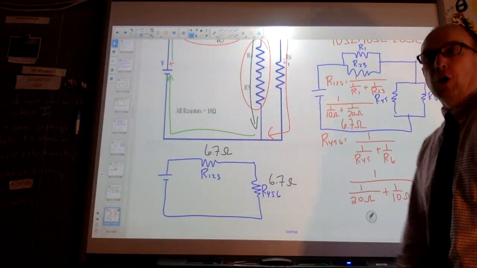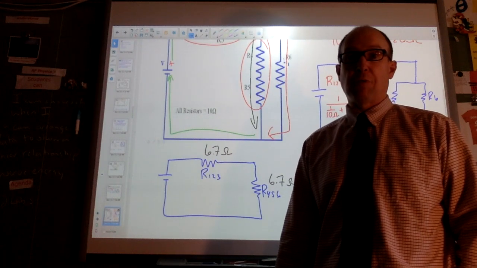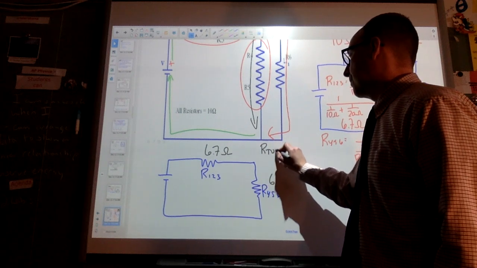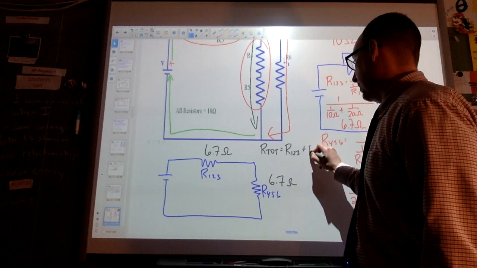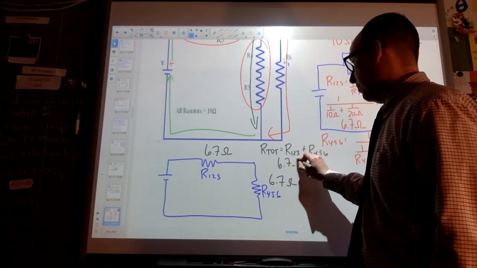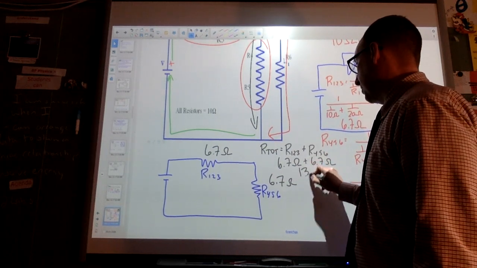And so my total, which I could call R total, or I could call it R1,2,3,4,5,6, is just going to be R1,2,3 plus R4,5,6. So it's going to be 6.7 plus 6.7 is 13.4.